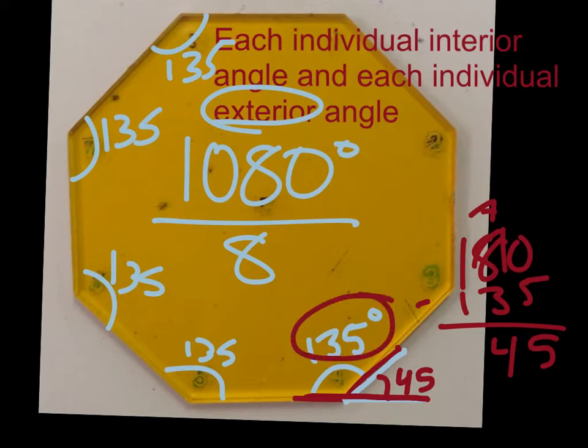Every individual interior angle is 135. Every individual exterior angle is equal to 45. So our next step moving forward is to figure out interior and exterior individual angles, and we can use those sums to help us figure those out.